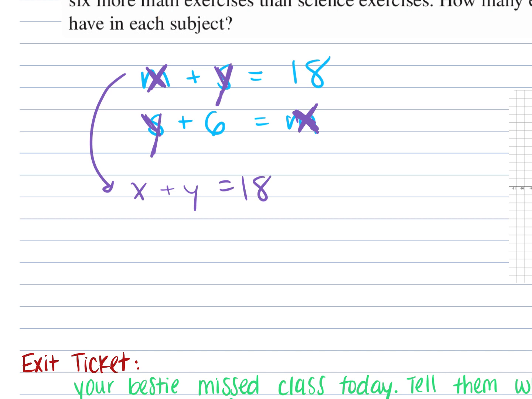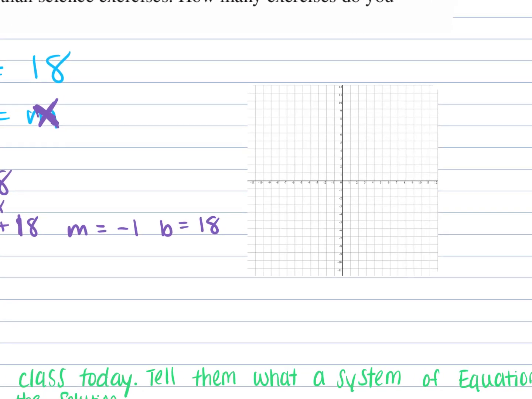Now how can I put this in slope-intercept form to graph it? Subtract X on both sides. So Y is equal to 18 minus X. Or let's say negative X plus 18, because we need it to be Y equals MX plus C. X has to come first. So here, what's my slope? -1. And what's my y-intercept? 18. So let's graph that.